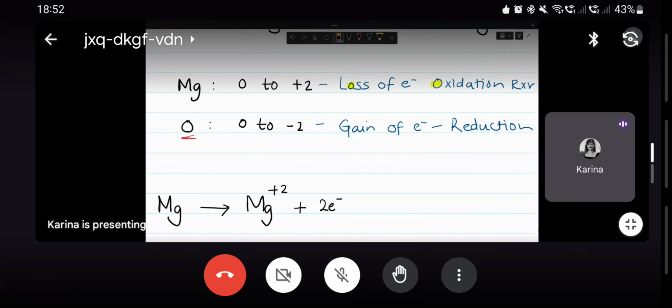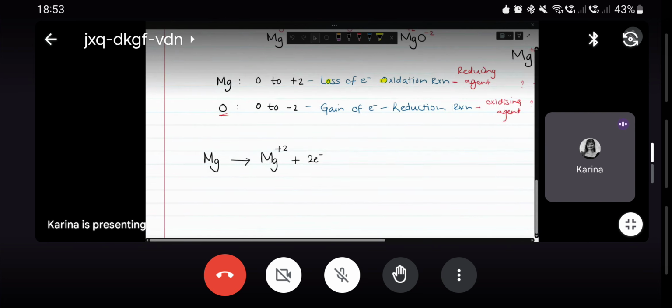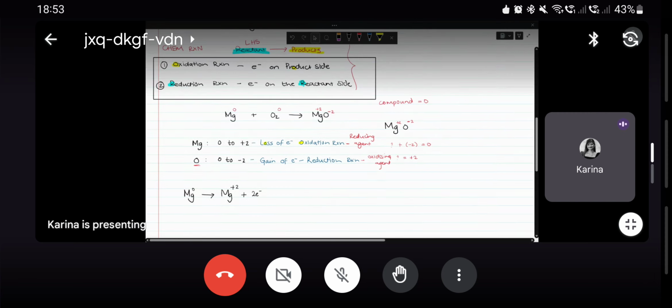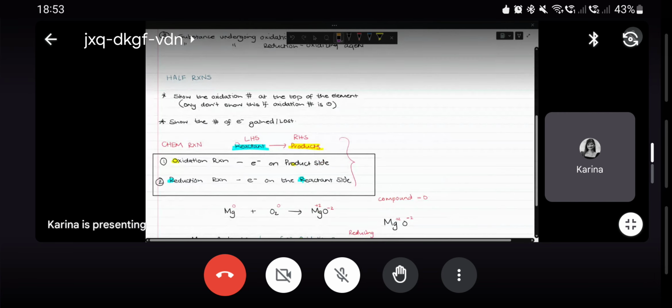So to get the number, you're going to look at the change in oxidation number, and we'll do more examples with this. But this would be the basic example of how we write down magnesium. Remember, why am I not putting a 0 here? Because the rule is when we're doing half reactions, we don't show it if it's 0.